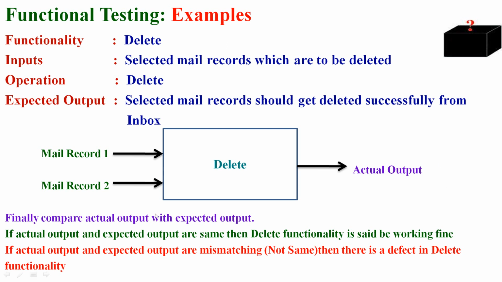So now, finally, compare this actual output with the expected output. If the actual output and expected output are same, then the delete functionality is said to be working fine. If the actual output and expected output are mismatching, not same, then there is a defect in the delete functionality. So what should be the actual output? After successful completion of the delete operation, the selected mail records should get deleted from my inbox. This should be the actual output.